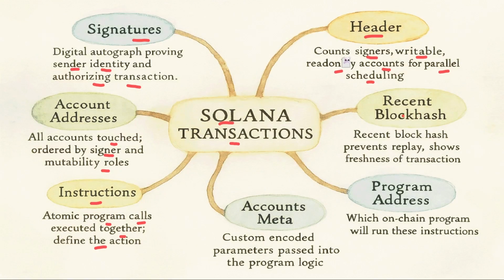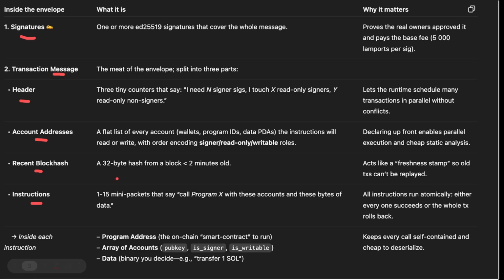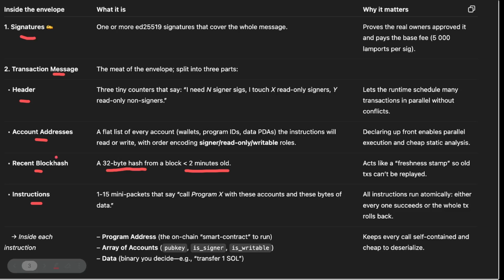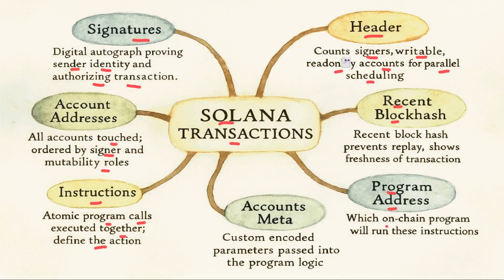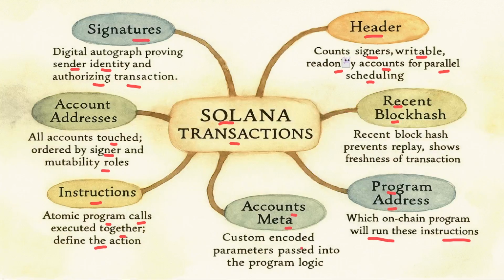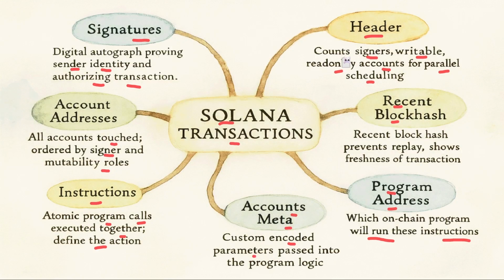And the recent block hash. The recent block hash must be a 32-byte hash from a block and less than 2 minutes old. The program address: which on-chain program will run these instructions, and the accounts meta and custom encoded parameters passed into the program logic.